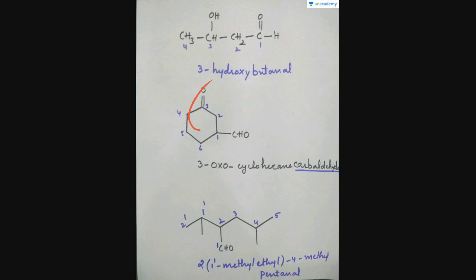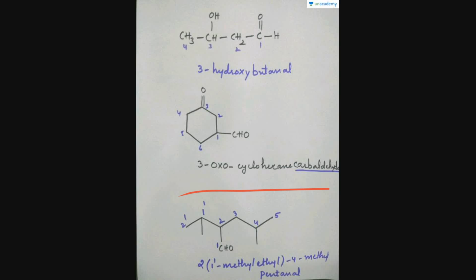Here we have a ketone and an aldehyde, but according to the preferences, first is aldehyde and then next is ketone. So the aldehyde is the principal functional group, and the ketone we have to write as a prefix. The prefix for the ketone is oxo. It is on the 3rd carbon, so we write it as 3-oxo, and we start numbering this way: 1, 2, 3, 4, 5, 6. This is cyclohexane, and the suffix we write is carbaldehyde because we are not counting this carbon. This becomes 3-oxo-cyclohexane carbaldehyde.